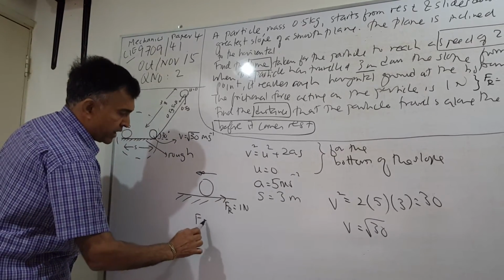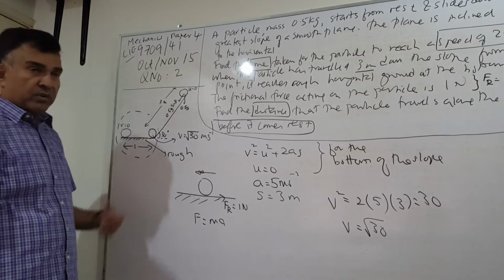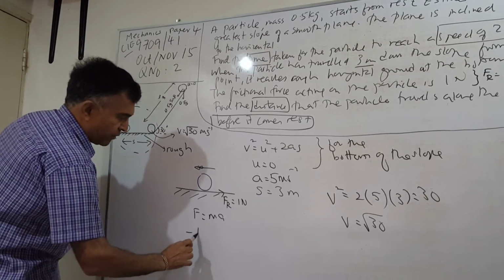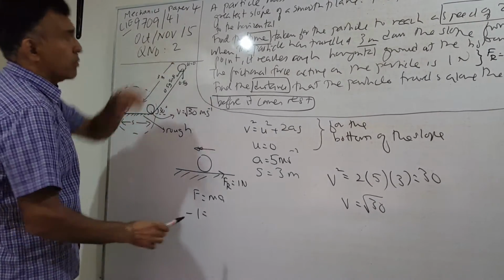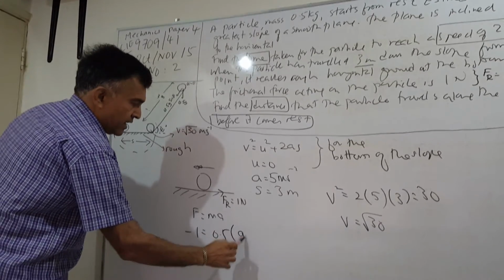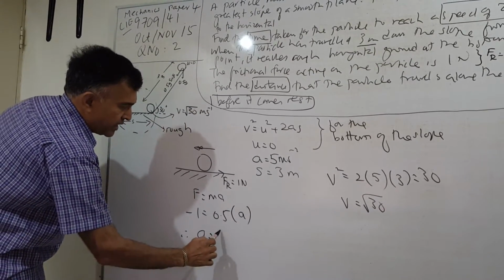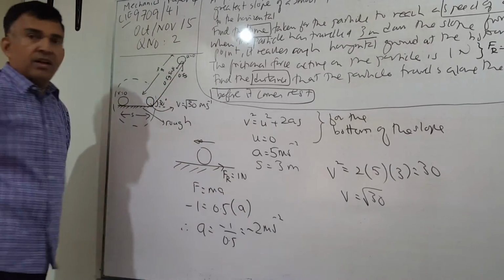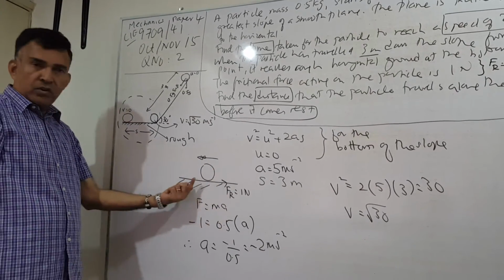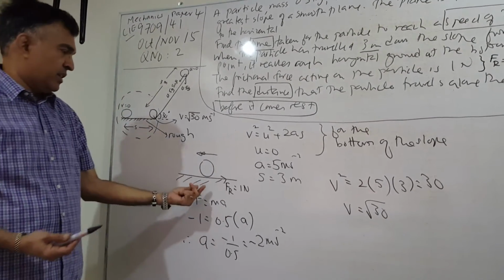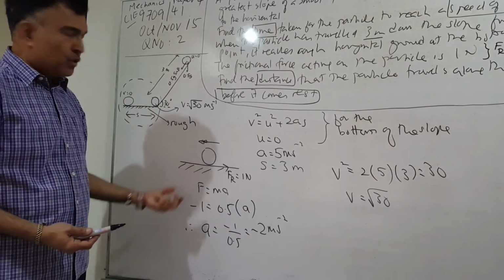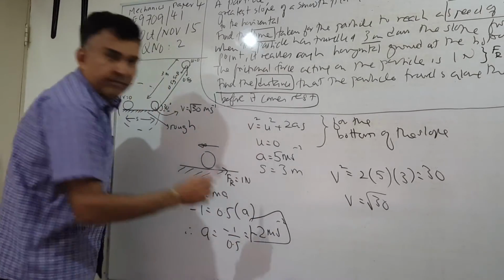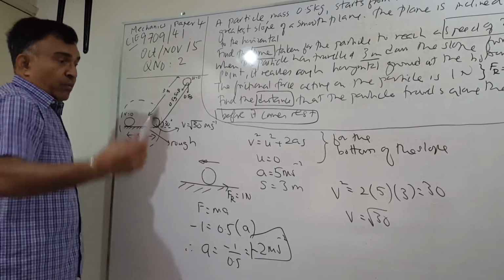So let me use F equals ma. The motion is this way, the frictional force is this way, so I can write -1 equals, what is my mass? 0.5, times a. Therefore, my a will be -1 over 0.5. On rough horizontal ground, because there's a frictional force, it's decelerating. So my acceleration will be -2 meters per second squared. We're done with that.